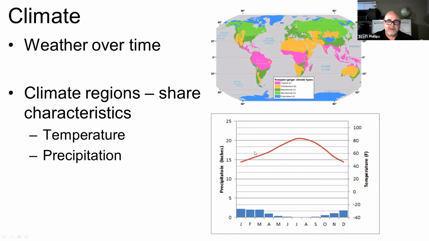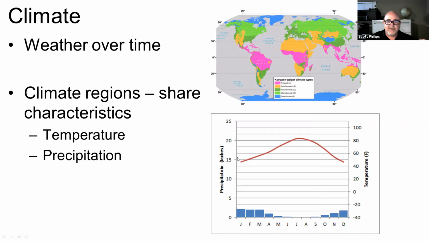Now, a couple things to note. There are two sets of measurements, one for precipitation on one side. That is the measurement for these blue bars here. And another for temperature on the other side. That is for the red line here. The red line is for temperature patterns. The blue bars are for average rainfall.